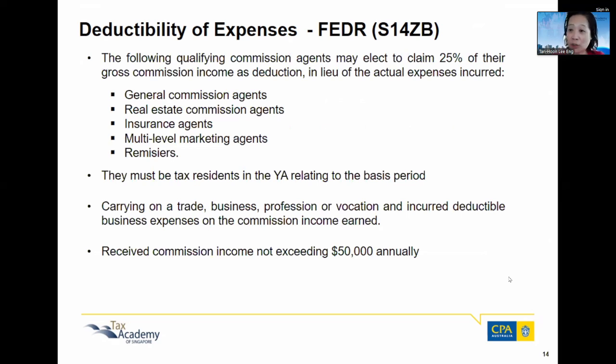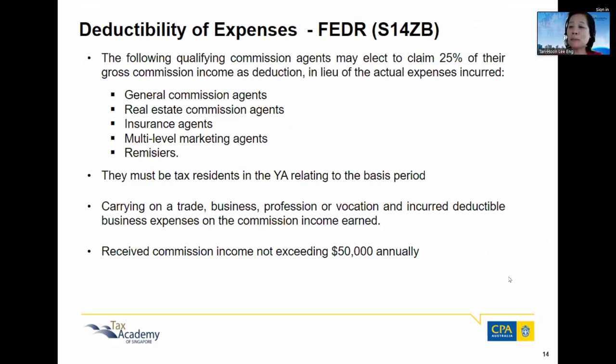There are certain conditions to it. They must be tax residents in the YA relating to the tax period. They must be carrying on a trade, business, profession, or vocation. That means they cannot be an employee. It must be independent income derived as a vocation, as a commission agent. Another thing to take note of is that for commission agents, the income cannot exceed 50,000. Earlier on, for private hire car drivers, there is no income threshold.